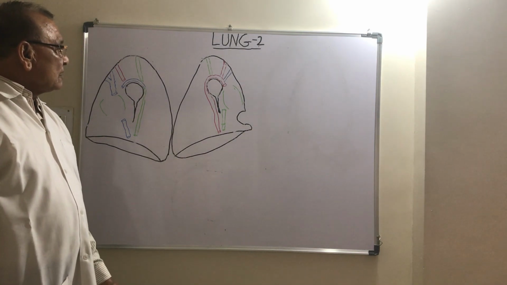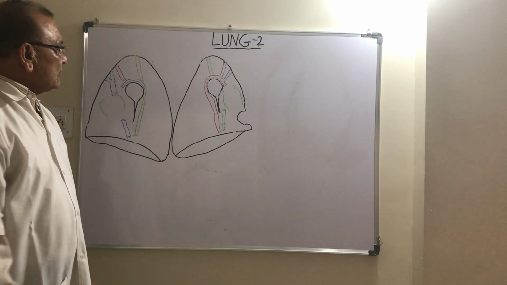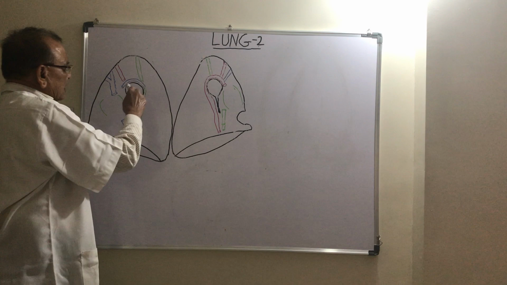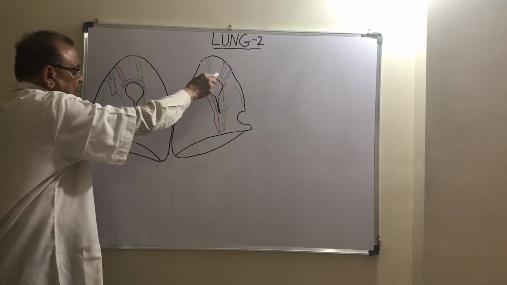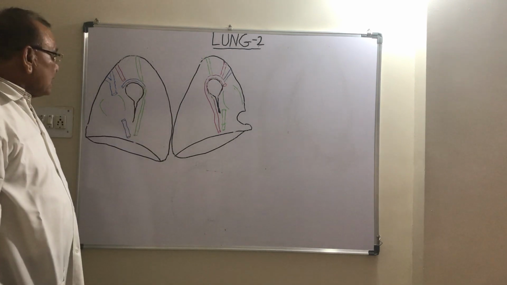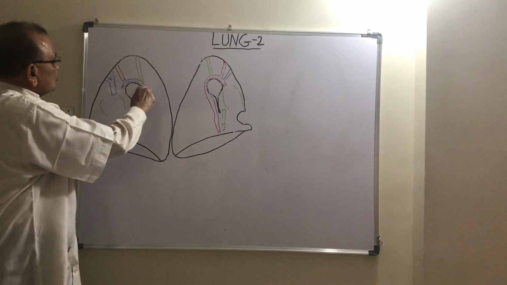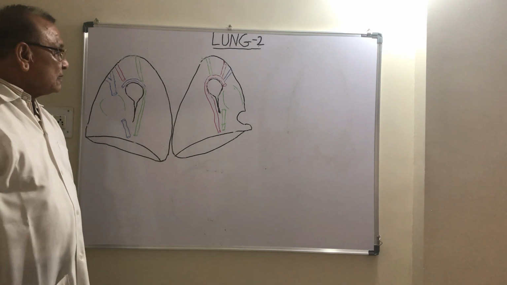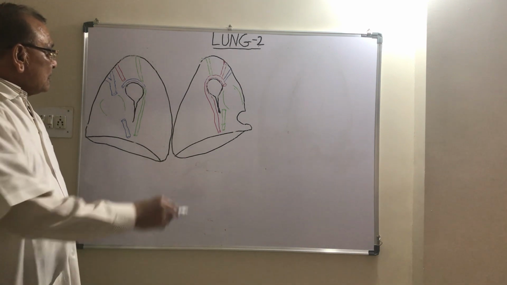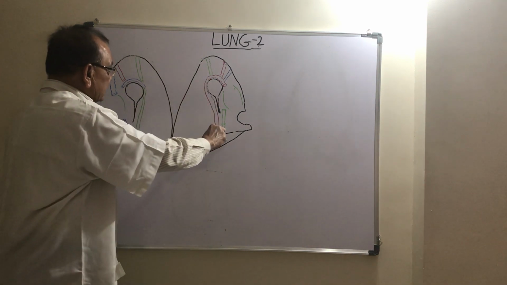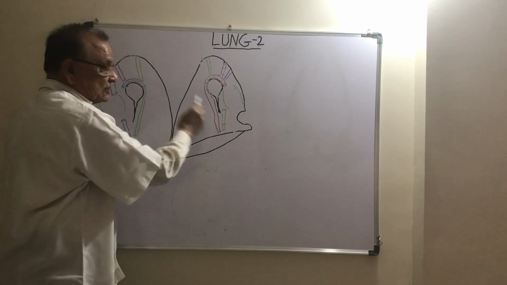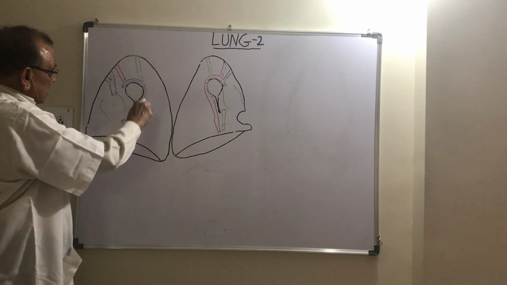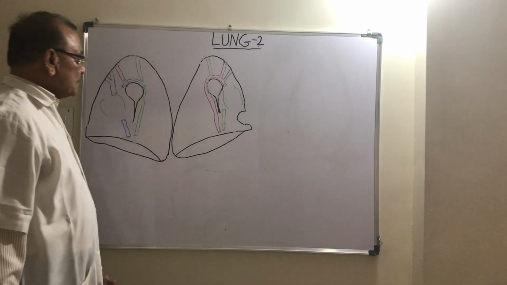In both the lungs, above the hilus, there is an arch groove. On the left side, the arch groove is produced by the arch of aorta, and on the right side, the arch groove is produced by the arch of azygos vein. In both the lungs, behind the hilus, there is a vertical groove. In the left lung, it is produced by descending thoracic aorta, and on the right side, it is produced by the right margin of the esophagus.